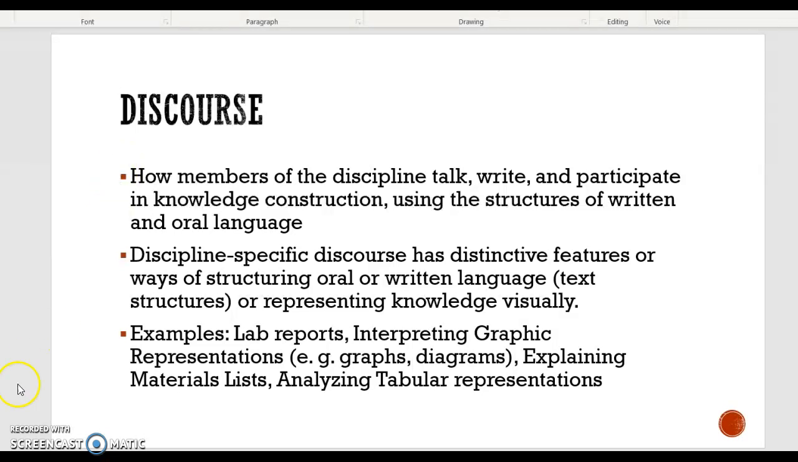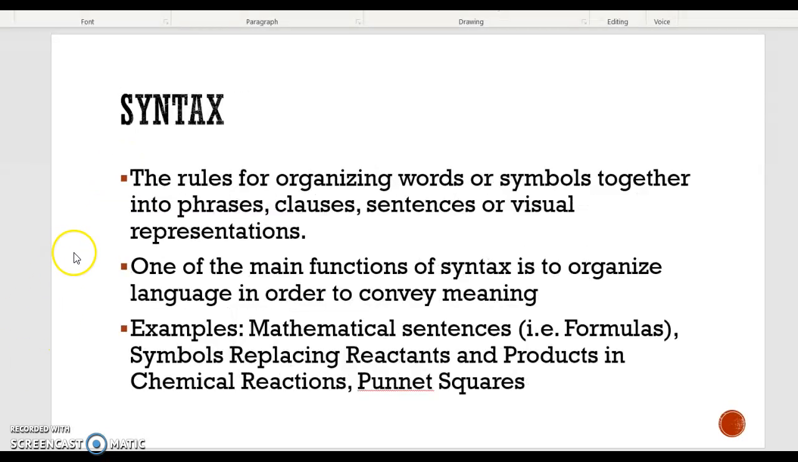So the next one is syntax. With syntax and discourse, for the EdTPA and our lesson writing, you only have to do one, so you don't have to do the other. Syntax is the rules for organizing words or symbols together into phrases, clauses, sentences, or visual representations. I had a really hard time with this one until I saw this PDF. One of the main functions of syntax is to organize language in order to convey meaning.